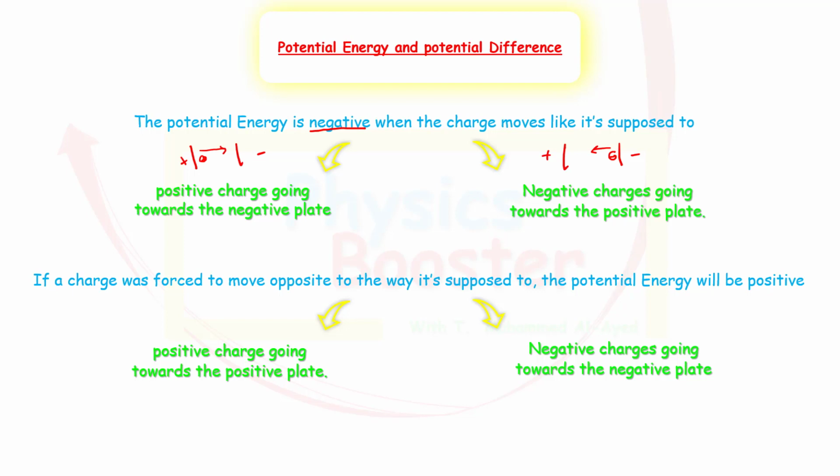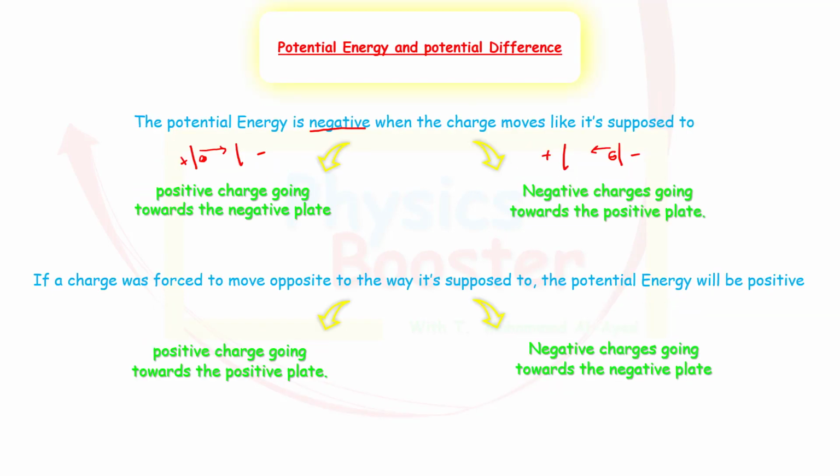So actually, it's pretty simple. If it's going like it's supposed to, that means the potential energy will have a negative sign. But if we're forcing the charge to move, remember, we are giving it energy. We need to push it. That means the potential energy will have a positive sign. Okay? That's all we have to say about potential energy and potential difference.